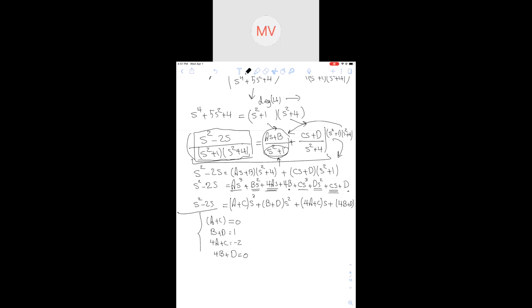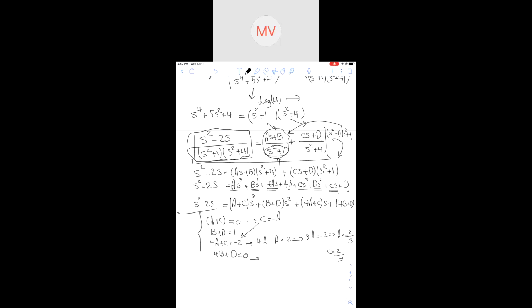Okay. Now out of this system, it's just a system of 4 unknowns and 4 equations. Do whatever you need to solve for a, b, c, and d. For example, on this one, c is negative a. Now replace it in that one. So you have 4a minus a equals negative 2. That means 3a is negative 2, or a is negative 2/3. That means c is 2/3.